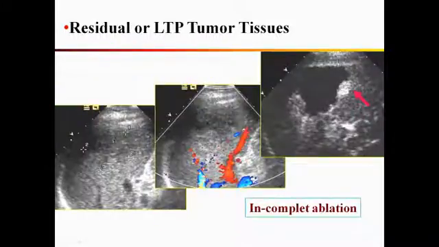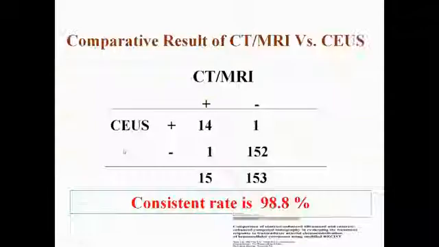So we can evaluate the treatment efficacy immediately. And in this case, we cannot see anything in 2D and cannot see anything abnormal in the color Doppler, but by contrast ultrasound, we can see a big ablation area and a small residual tissue at the side of the tumor. So it's very useful for detecting and locating residual or local tumor progression tissues. So this patient is an incomplete ablation patient.